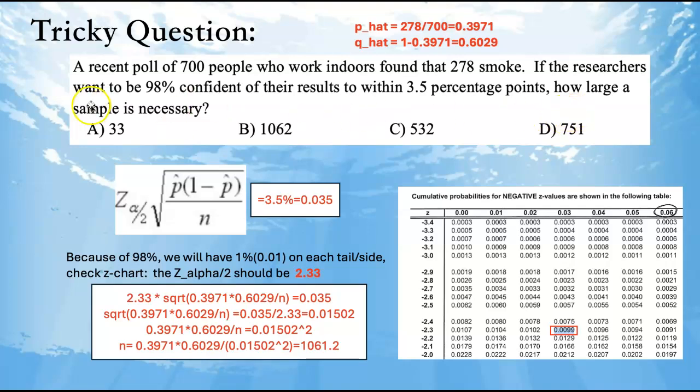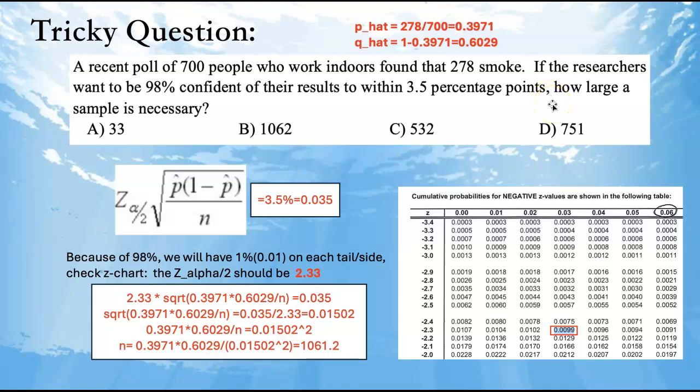Why do we ask for a sample again? Because we already have a sample, a recent poll of 700 people. It is one sample already. Why are you asking for another sample? So that means most likely these 700 people is not enough to give us this 3.5%. If it's enough, then we shouldn't ask this question, right? We shouldn't be that dumb.